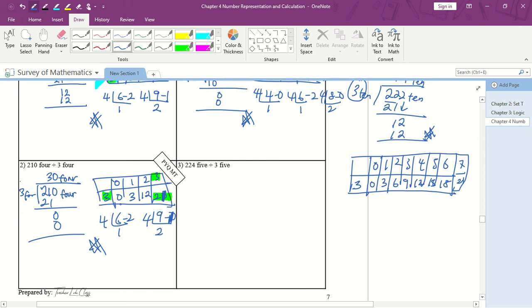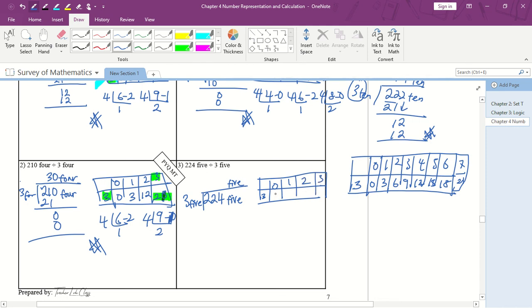This is kind of easy, right? Okay, and let's look at the last question. 224 base 5 divided by 3 base 5. Of course, this is base 5. Okay, let's create a table. This is 3, 0, 1, 2, 3. Okay, and remember this is base 5.